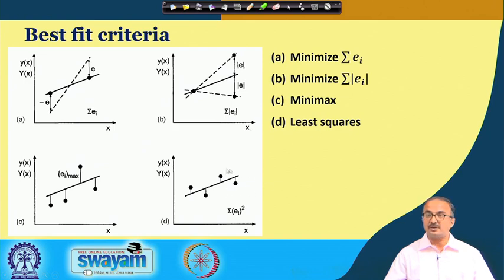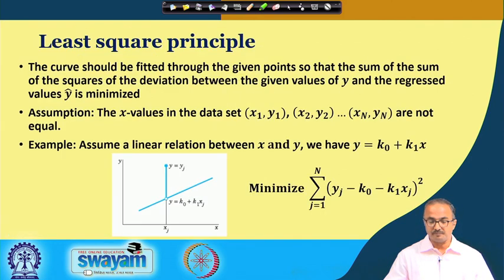And lastly, the least square error. In the least square error, we are squaring the errors. For each regressed value, we are squaring the error and then summing them up. This least square method is a very popular method, and in this particular lecture we shall be looking into it.